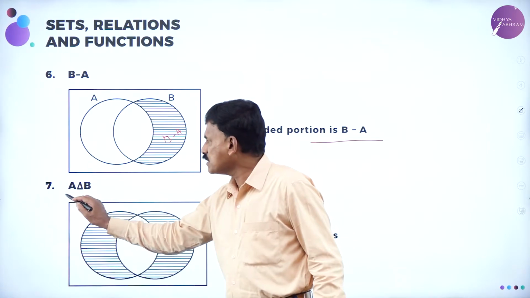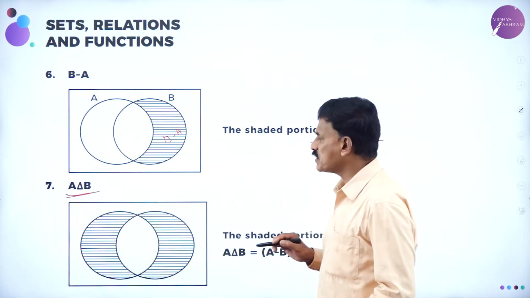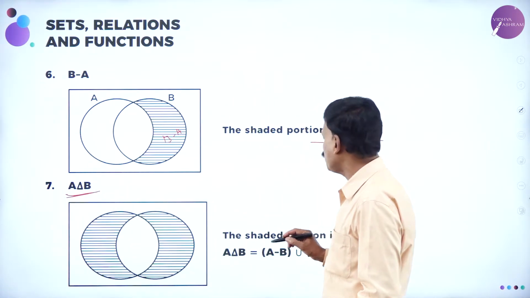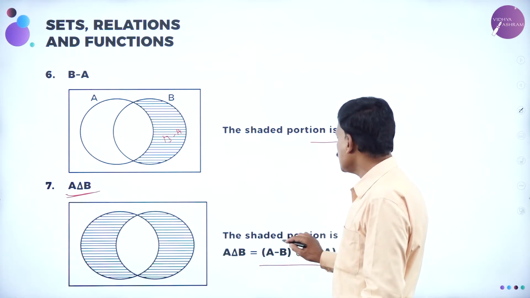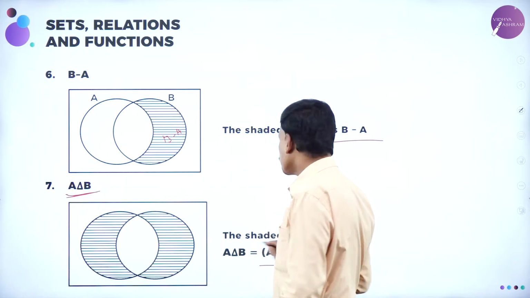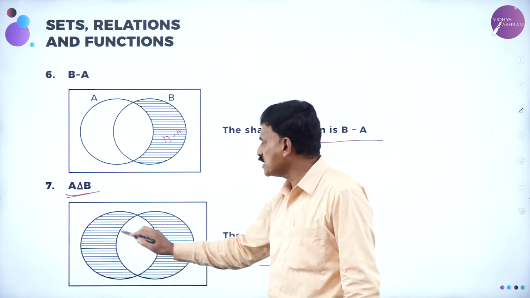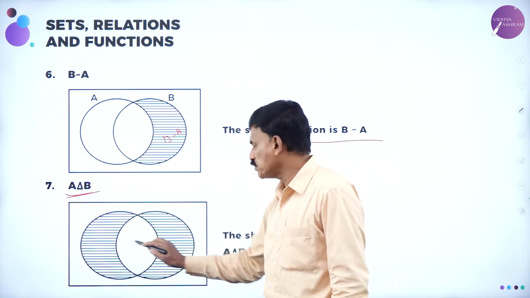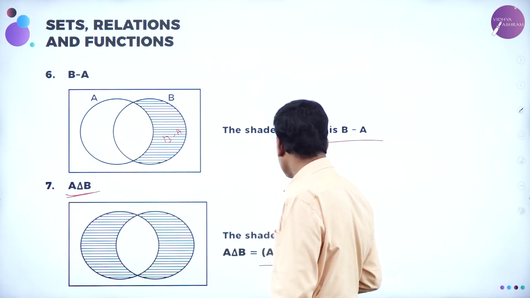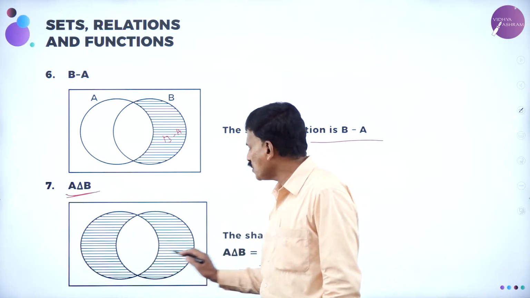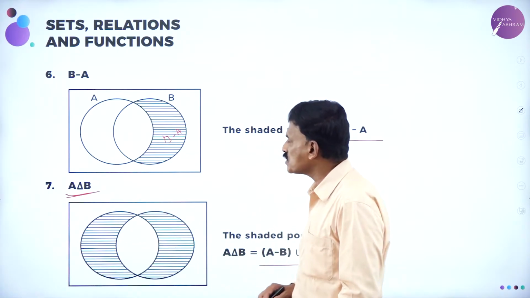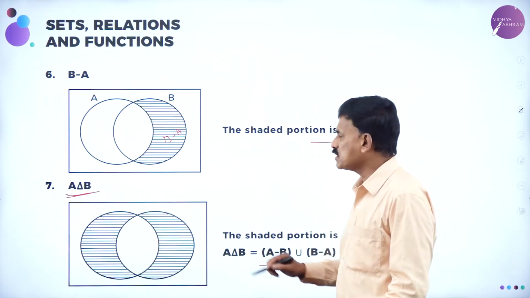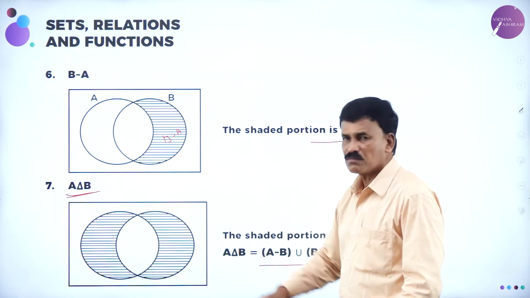Next one, the symmetric difference. The symmetric difference of A and B is denoted as A delta B, that is nothing but A minus B union B minus A. The shaded portion will give the symmetric difference, that is, these are the elements of A minus B and these are the elements of B minus A. The union of A minus B and B minus A is represented like this. This is the symmetric difference.